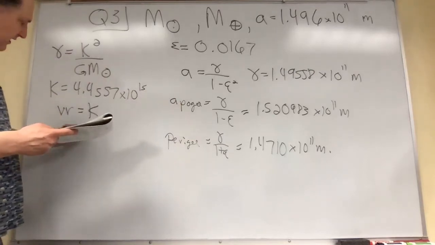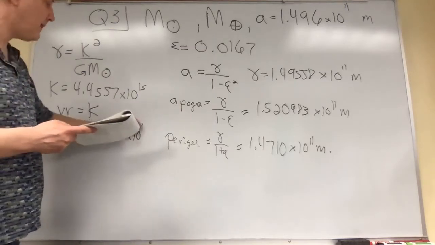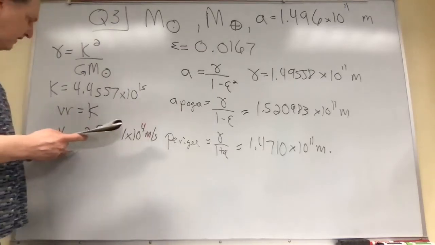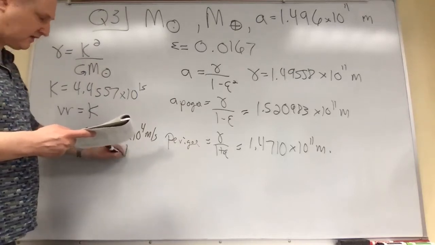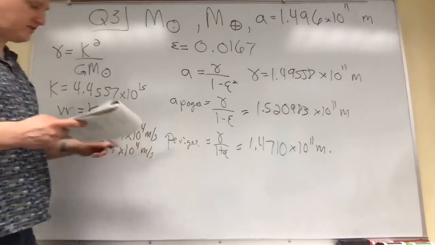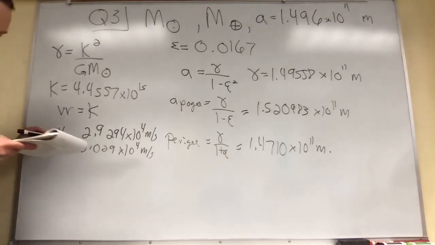We get 2.294 and 3.029, and these are both in meters per second. Okay, great. We can also find the escape speed.